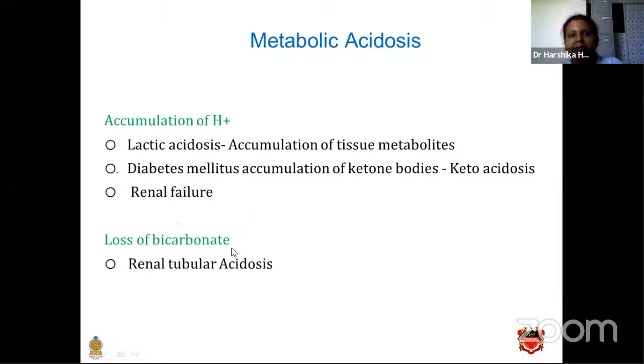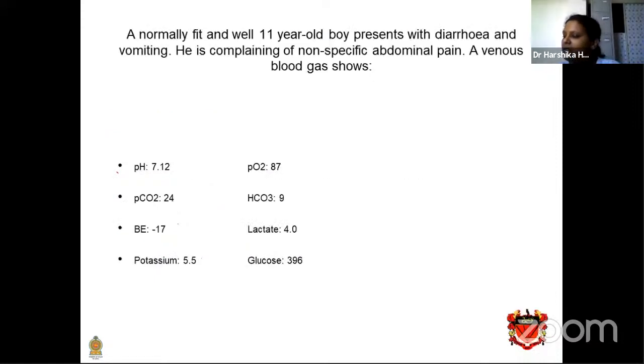Similarly, what are the examples for metabolic acidosis? Metabolic acidosis can happen due to accumulation of hydrogen ions or due to loss of bicarbonate from the body. Examples include lactic acidosis, where there is accumulation of tissue metabolites, diabetic ketoacidosis, where there is accumulation of ketone bodies, and also renal failure. In this example, a normally fit and well 11-year-old boy presents with diarrhea and vomiting. He is complaining of non-specific abdominal pain. And this is a venous blood gas.